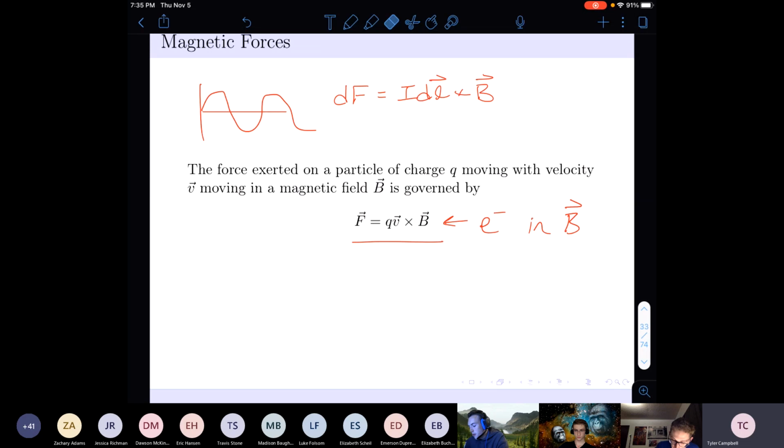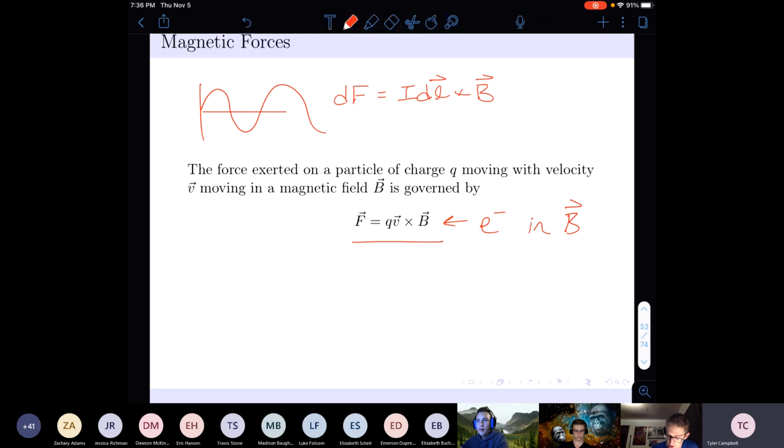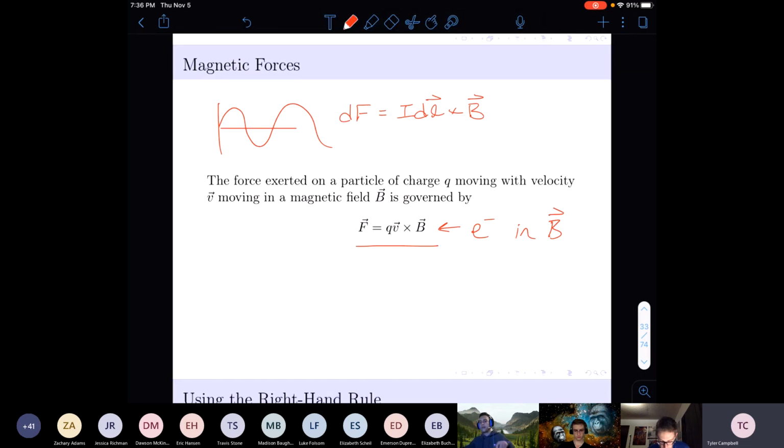So two different situations to use both these forces, right? Both useful in their respective places, but two very distinct formulas. So we can't use QV cross B for I dL cross B. All right, so that is the formulaic introduction.